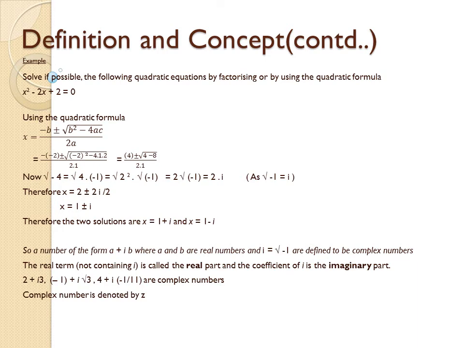A complex number is denoted by Z everywhere, and two complex numbers Z1 equal to a plus ib and Z2 equal to c plus id are equal if a equals c and b equals d. If for two complex numbers both the real parts and the coefficients of the imaginary parts are equal, at that time the complex numbers are called equal complex numbers.